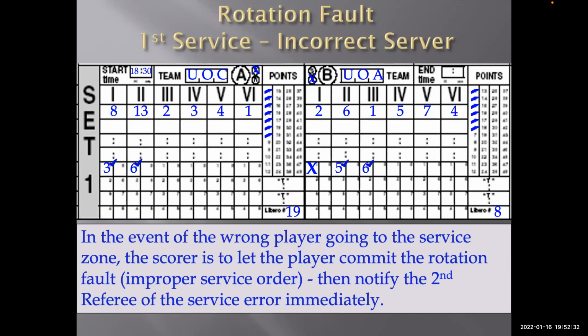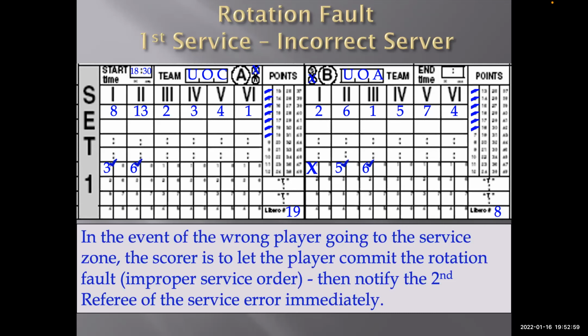So in the event of a wrong player serving, it's important that you as the scorer identify that it's improper, but let it happen. In indoor volleyball, that is a fault that they're supposed to be aware of. So we let them make the fault, and then you've got to immediately notify the referee. If you have a second referee, it's easy. If you only have a first referee, you might have to stand up, but you'll need to get their attention to indicate that it's the wrong server.